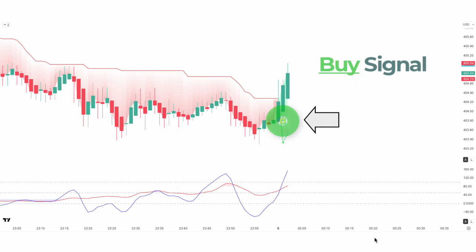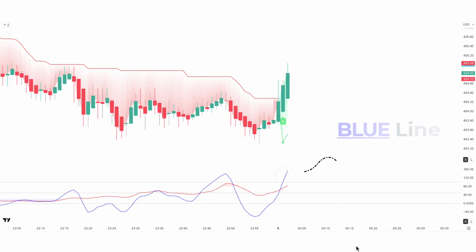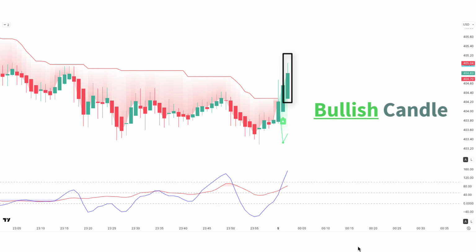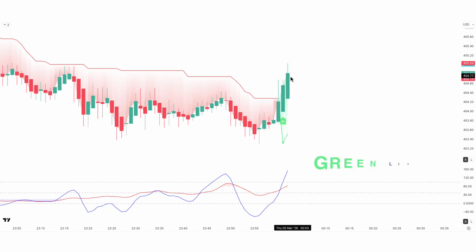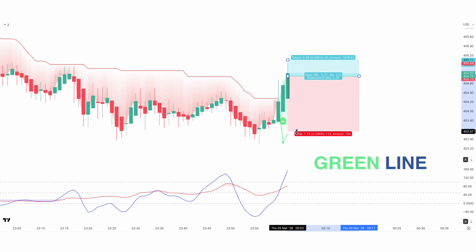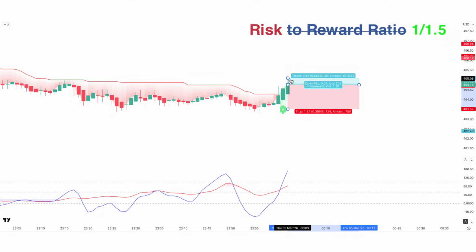Here, the Stealth Trail Super Trend arrow of this indicator is a buy signal. Here, the blue line of the Vervoort Smoothed Oscillator is above the red line. Here, the market has made a bullish candle to give confirmation, so all our conditions are being fulfilled, so we are placing an order to buy. Our stop loss is to be placed at the green line, and the risk to reward ratio will be 1:1.5.